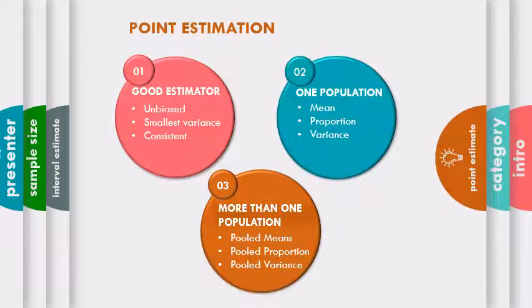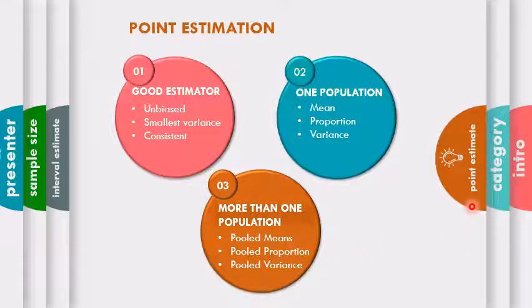A point estimate of some population parameter is a single value of a statistic. A good estimator must satisfy three conditions: unbiased, smallest variance, and consistent. The checking of good estimator will be covered in detail in the first part. The process of point estimation involves utilizing the value of a statistic that is obtained from sample data to get the best estimate of corresponding unknown parameters either for one population or for more than one population.